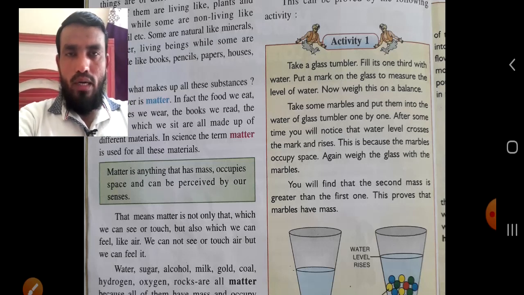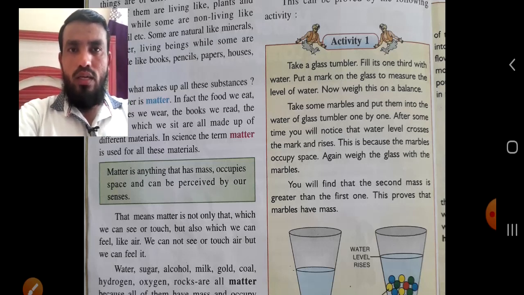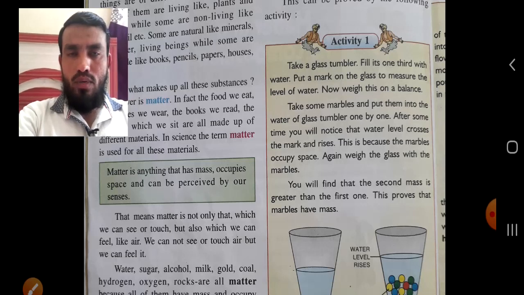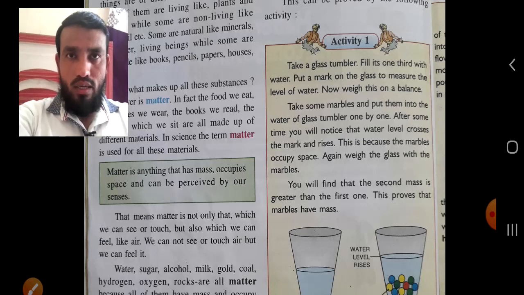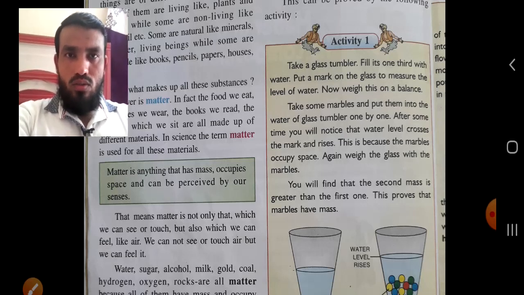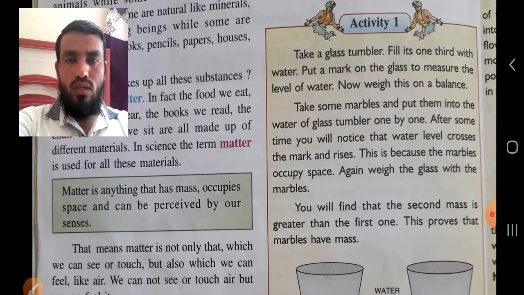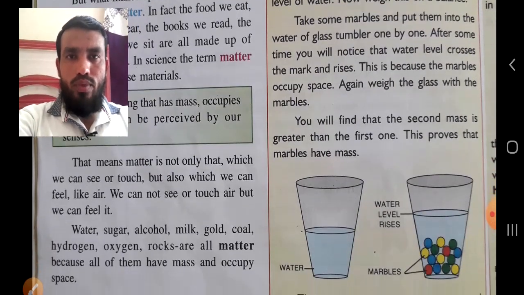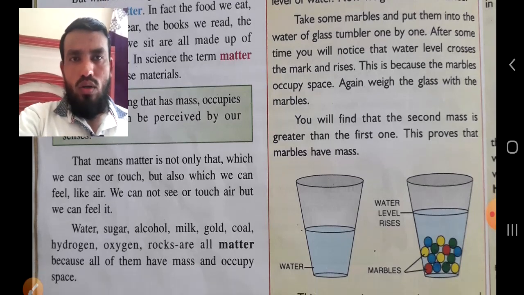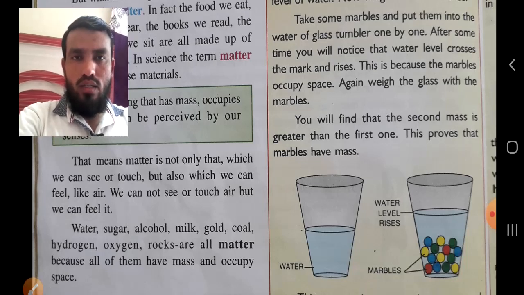All matter can be divided into this kind of things. Either it has mass, or it occupies space, and at least we can feel it, perceive it by our senses, right? If you take the example of air, we cannot see the air, but we can feel it, right? So that is what gives the definition of the matter. Matter is not only what we can see or touch, but also what we can feel, like air. We cannot touch the air, but we can feel it.